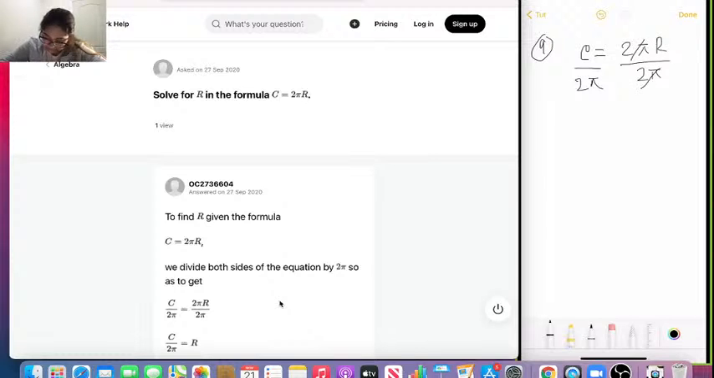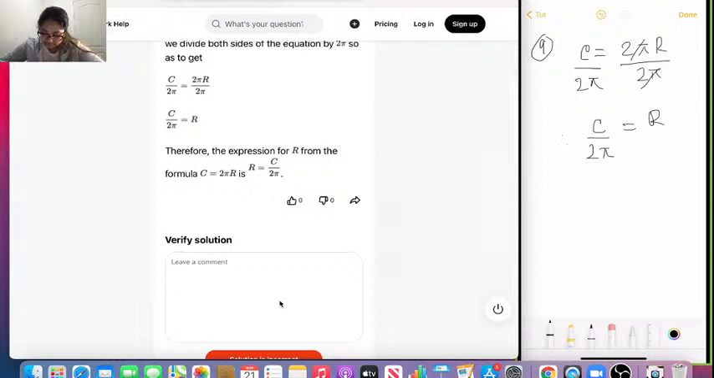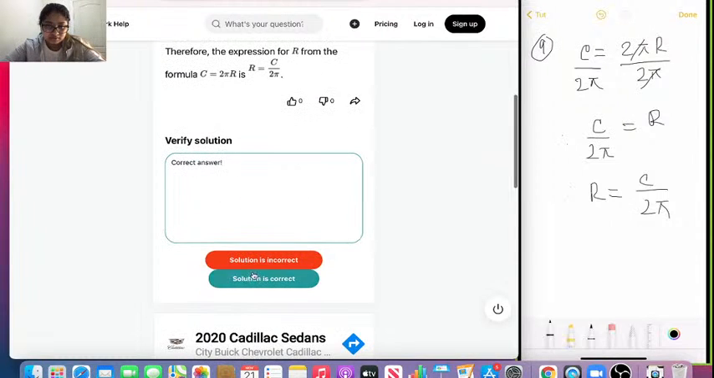And so this gets cut out, and so we have r. We have c equals 2 pi r, so c over 2 pi is equal to r. So this is what r is equal to. Yes, r is equal to c over 2 pi. Correct answer. Okay.